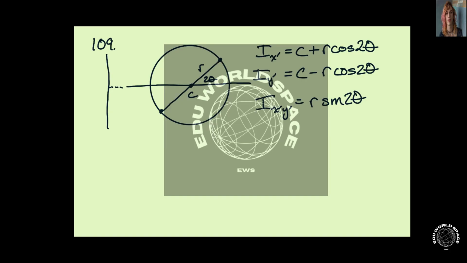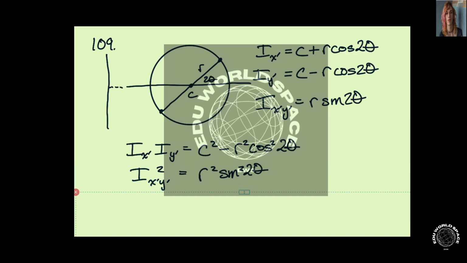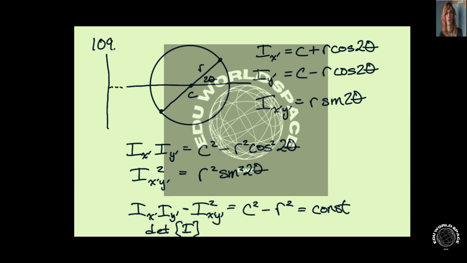And so we can just plug this into our, say, take this times this and subtract this squared. So the product of these two things is c squared minus r squared cosine squared 2 theta. Ix prime y prime squared is r squared sine squared 2 theta. And as we can see, we get sine squareds and cosine squareds. And that's why if we take this sum, we get that this is c squared plus r squared. And that is a constant.